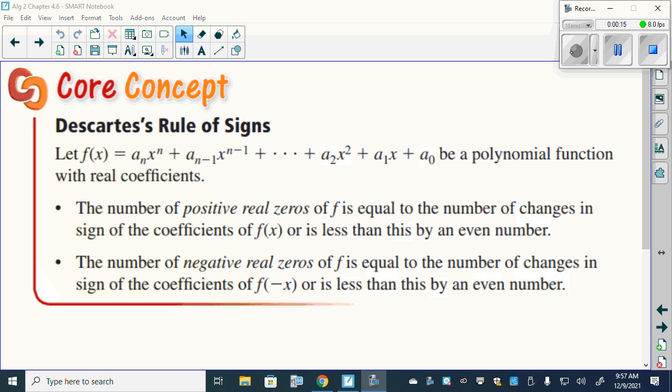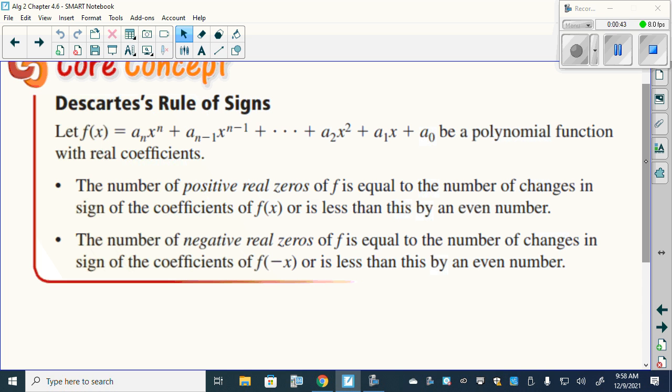Guys, this is the last part of chapter 4 that we'll look at this semester. We'll delve into some of the factoring when we come back from the break. But this is the last thing we'll be looking at, and it's Descartes' rule of signs. What this will tell us is the possible number of positive, negative, and complex solutions that we can have in the different setups.